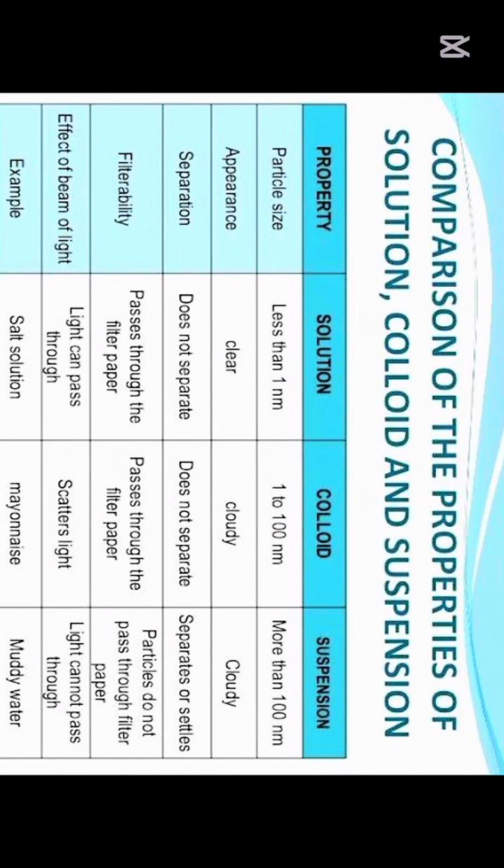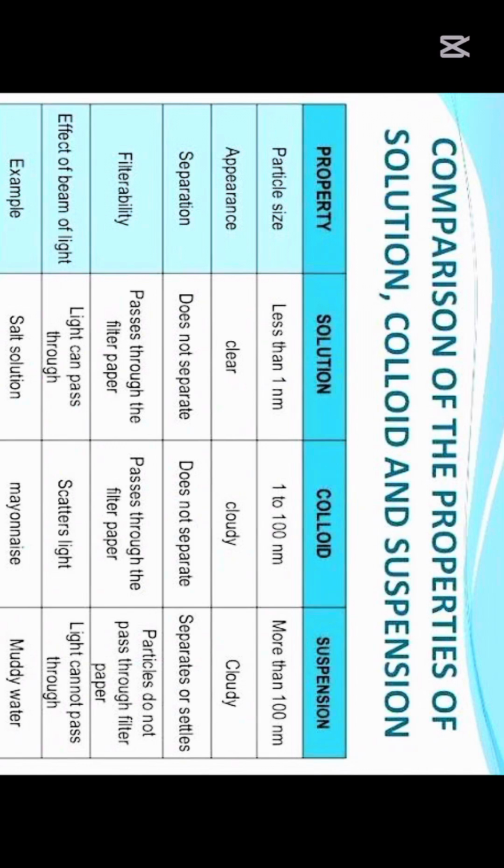The solution passes through the filter paper, and the colloid passes through the filter paper, while the suspension particles do not pass through the filter paper. With the solution, the light can pass through. Colloid scatters light. With suspension, light cannot pass through. The solution has an example like salt solution. The colloid has an example like mayonnaise.